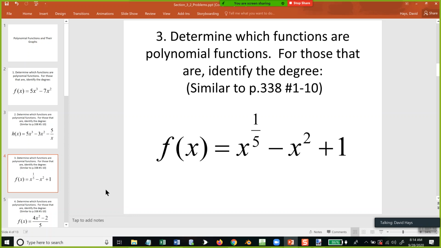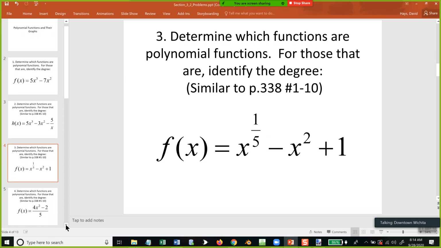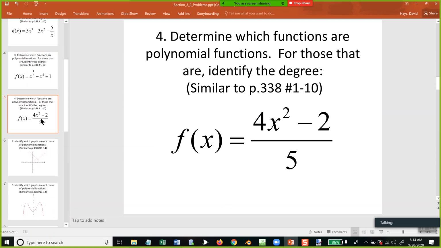Now this one has a fractional power. And I said we can't have a fractional power. A fractional power actually indicates a radical. So the answer is no on that. And since it's not a polynomial, it doesn't have a degree. Now this one has a denominator, but specifically I say you cannot have a variable in the denominator. Other than that, this doesn't have any of the bad items, so this would be a polynomial. The answer is yes here. And your degree is your largest power of x, which would be 2.